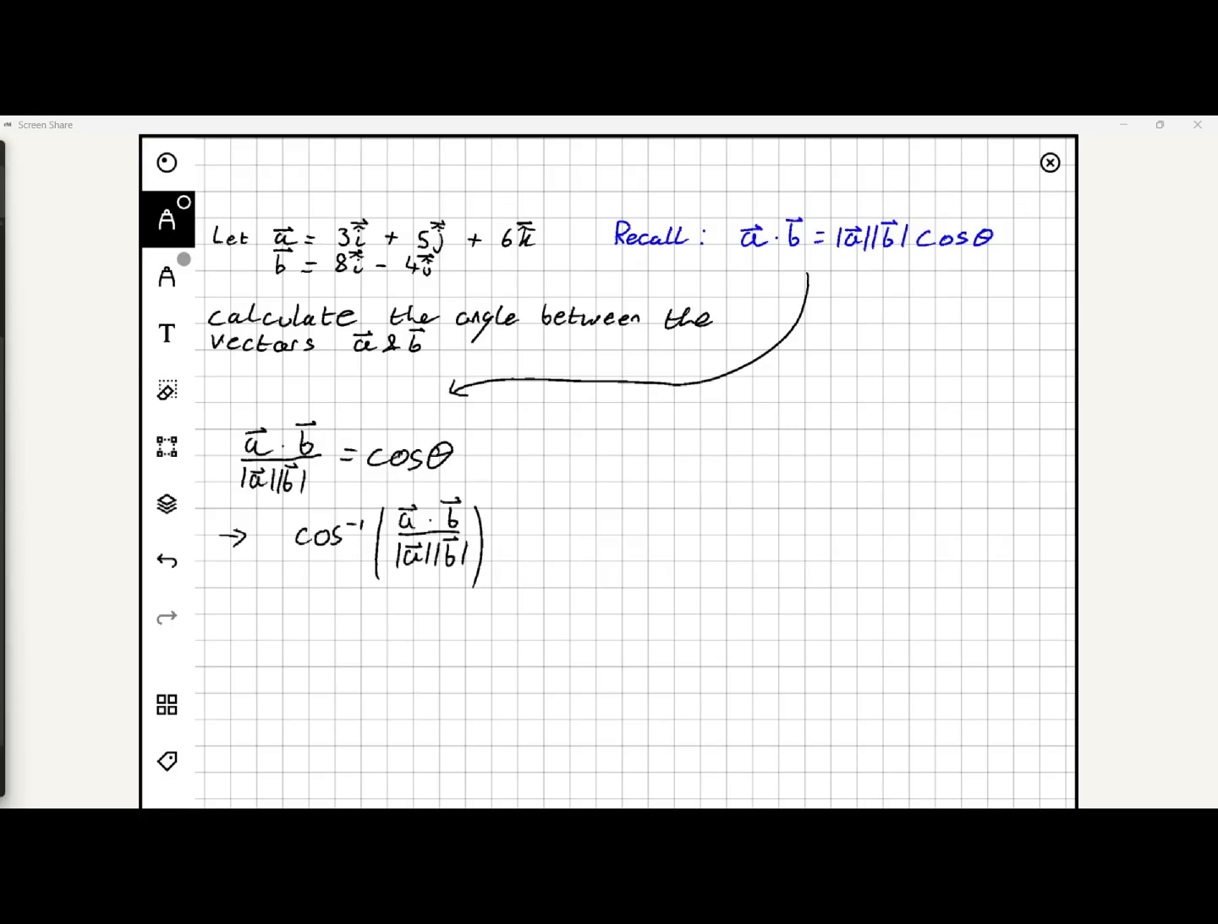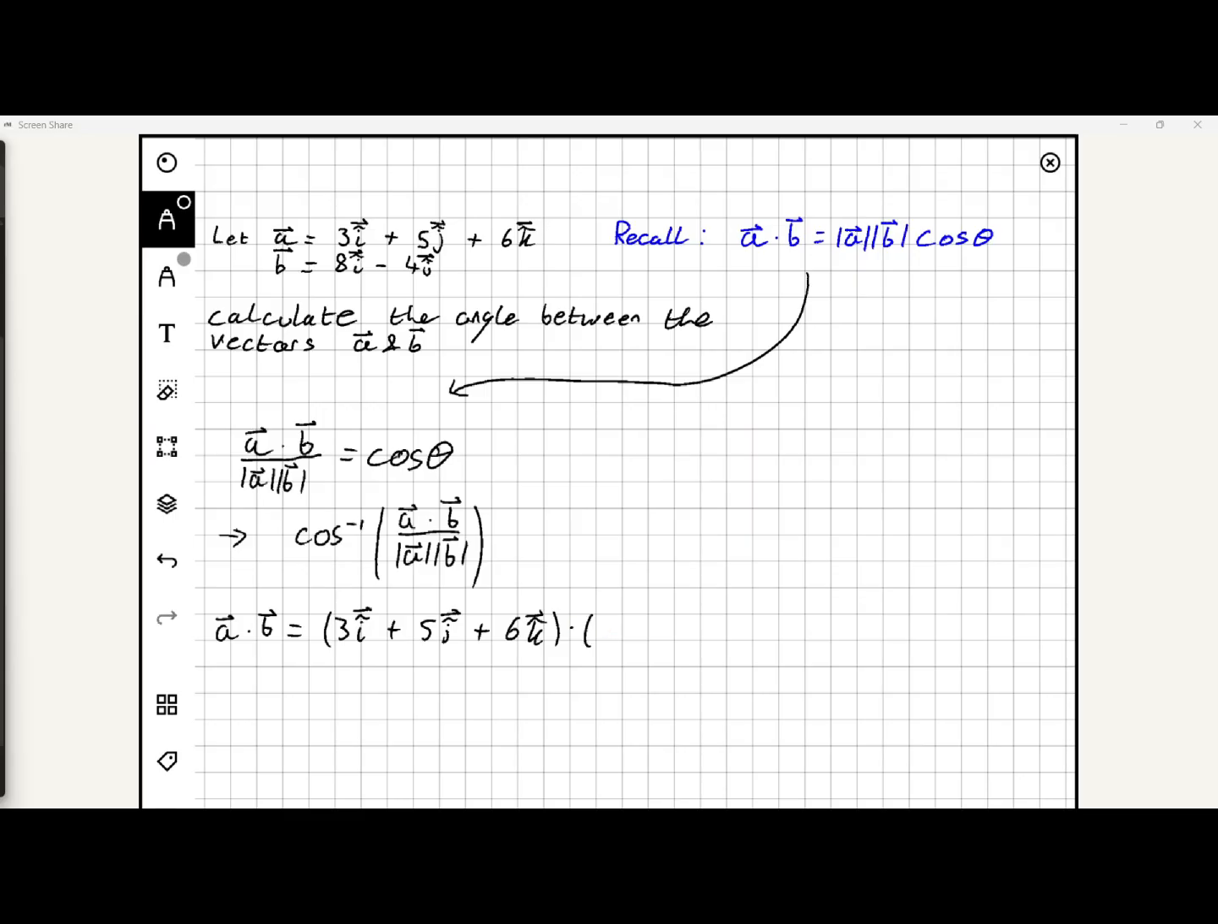So let's get on with that. First step though, we need to do a dot b. So let's write that in full. A dot b equals 3i. As you've probably noticed, we've switched from using the e basis to just i, j and k, which usually represent the x, y and z directions.